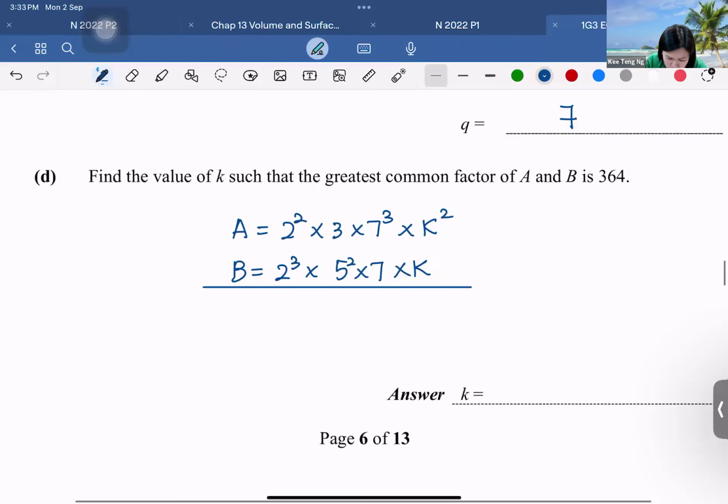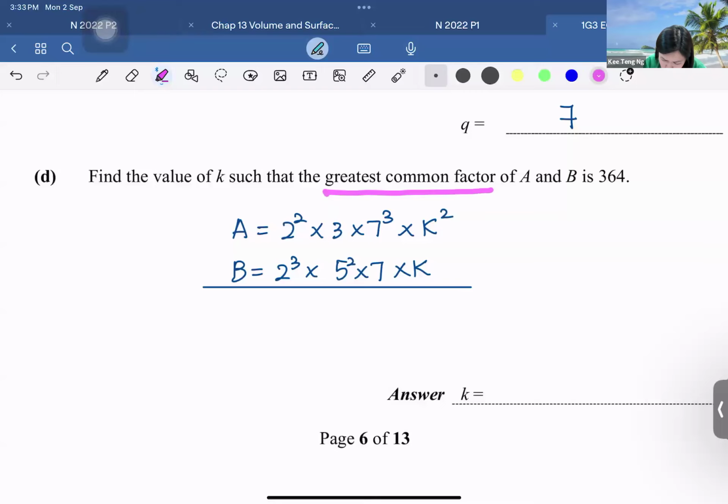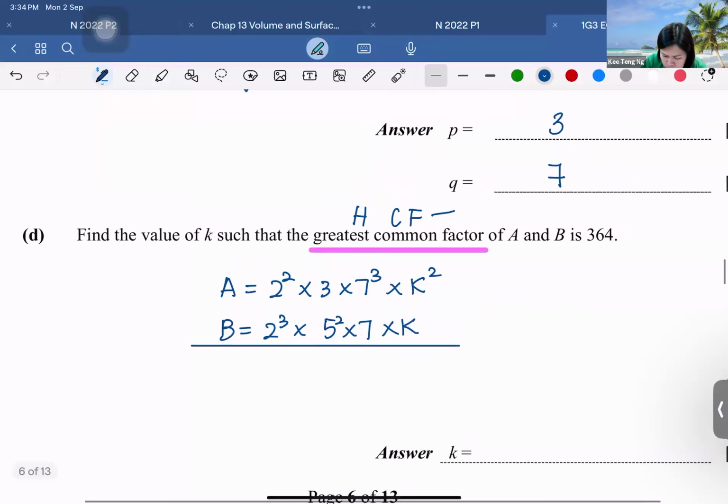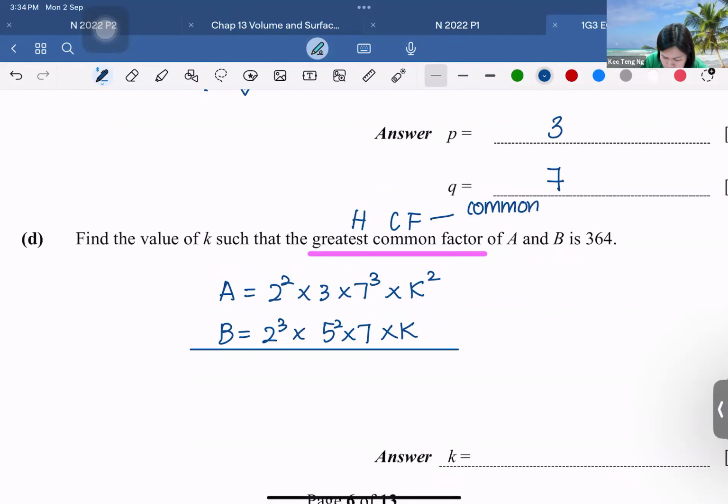Find the value of k such that the greatest common factor... What is another word for greatest common factor? HCF. Thank you. HCF, yes, highest common factor. When I want to choose the highest common factor, what kind of factors do I choose? I only choose the factors that are common, and then I choose what kind of power?